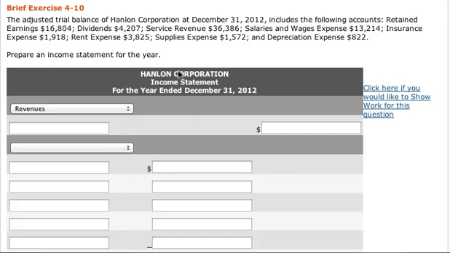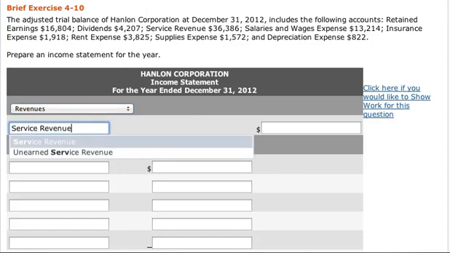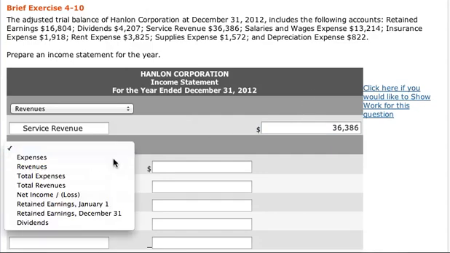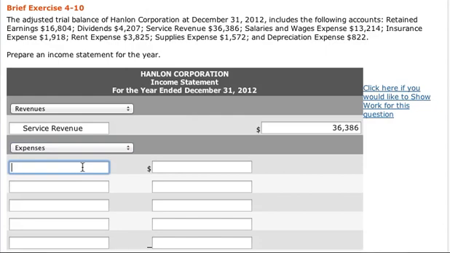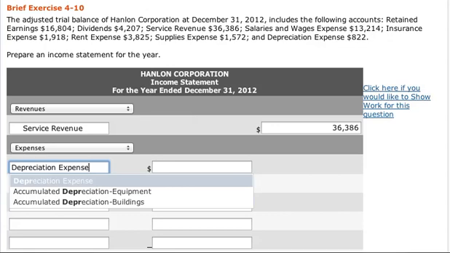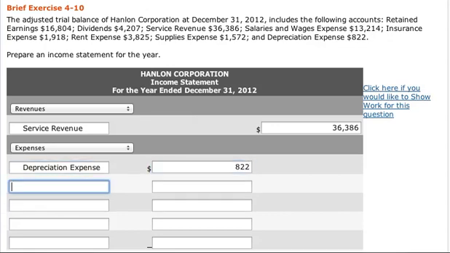So we have revenues, and the first one we have is service revenue. And that amount was $36,386. And the next part of our statement, we list our expenses. We usually list them in alphabetical order, so I'm going to put depreciation expense, and it was $822. And the next one is insurance expense.